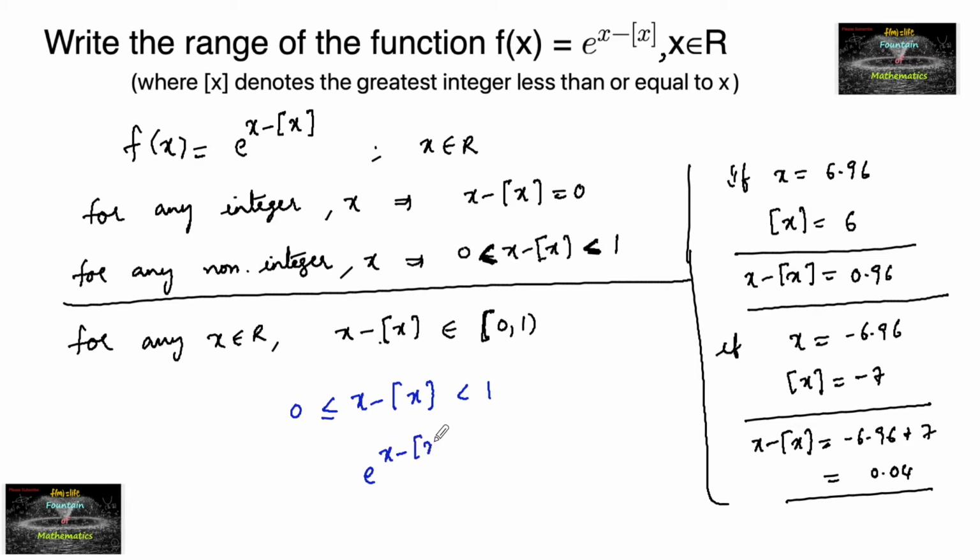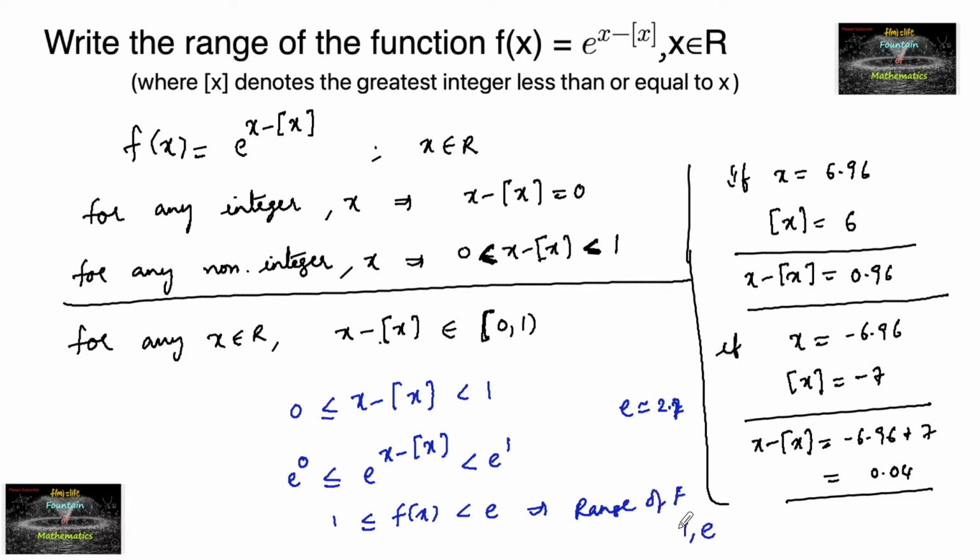or if you take the exponential, e to the power of x minus step x, and since we know that e is approximately equal to 2.7, it's more than 1. So e power x minus step x will lie between e to the power of 0 and e to the power of 1. E power 0 is 1, so 1 is less than or equal to e power x minus step x, that is f of x, and f of x is less than e power 1, which is e. So the range of f can be taken as 1 to e, closed interval 1 and open interval e. Okay, this is the answer, right? Thank you.